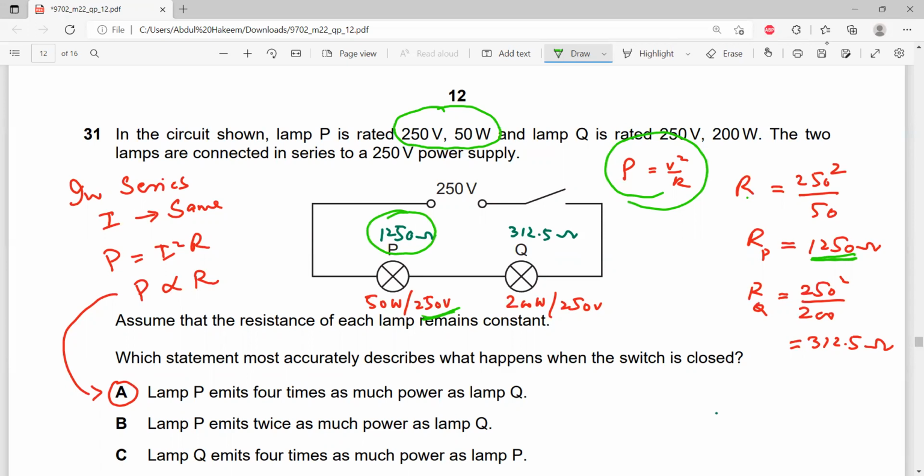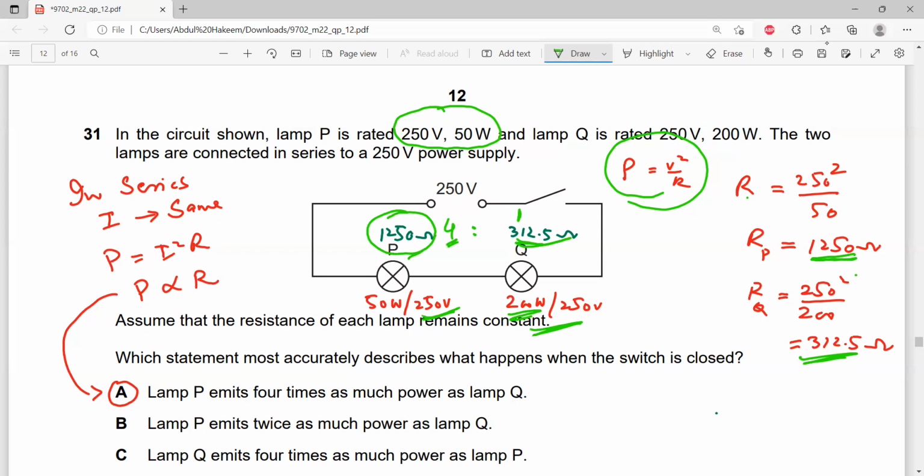Similarly, we can calculate the resistance of this Q. The resistance of the Q is its voltage squared, 250 squared over 200, this power. The answer is 312.5. Now, when we calculate the ratio between their resistors, this is 4 times bigger than this. It means the resistance of the P is 4 times more.